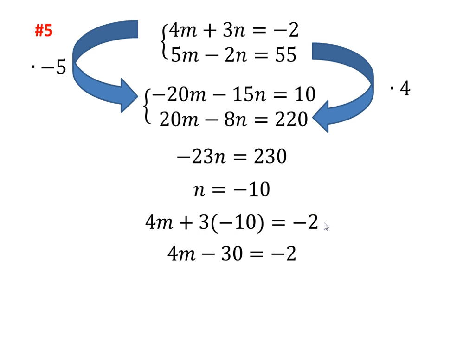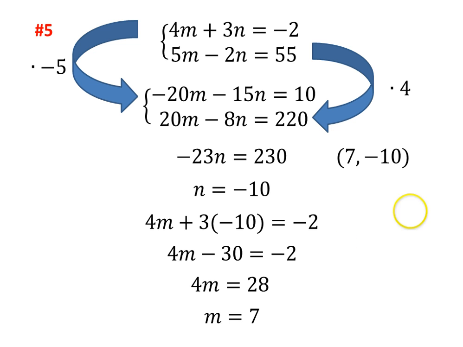Simplifying this a little bit, 4m minus 30, because 3 times -10 is -30, equals -2. Add 30 to both sides, and we get 28. Divide both sides by 4, and we get m equals 7. So this solution as an ordered pair is 7, -10.